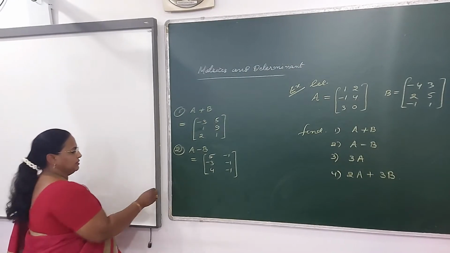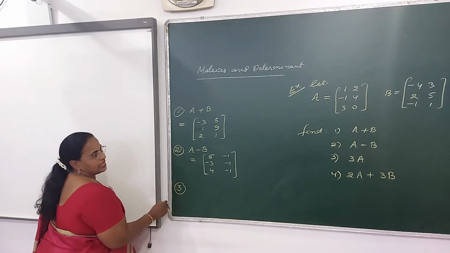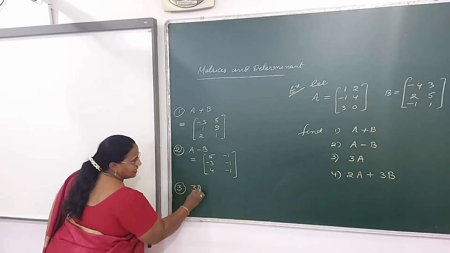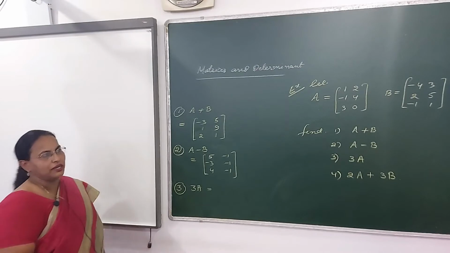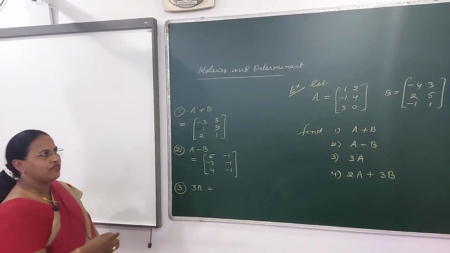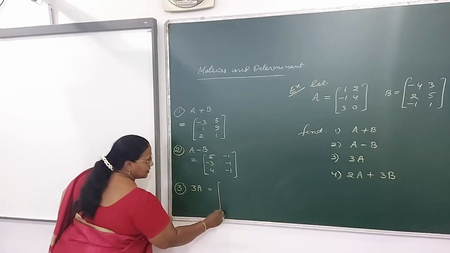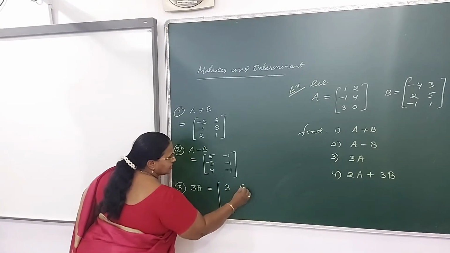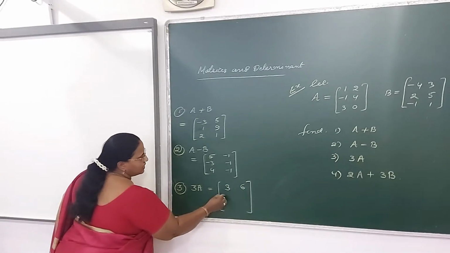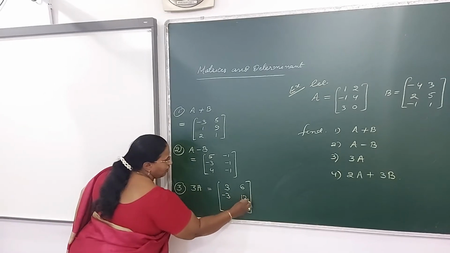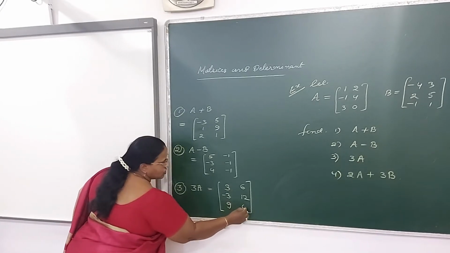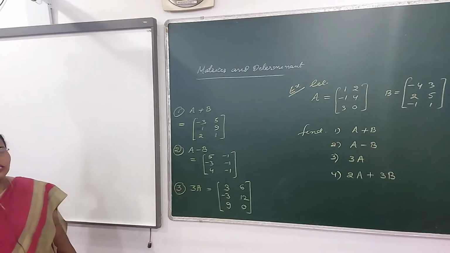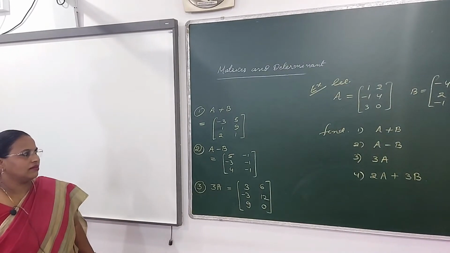Now the third one. The third one is 3 times A. It's very simple. You have to multiply 3 to each and every entry of the given matrix A. So it's 3, 2 3s are 6. Here it is minus 3, plus 12, 9, 0. This is the third one.